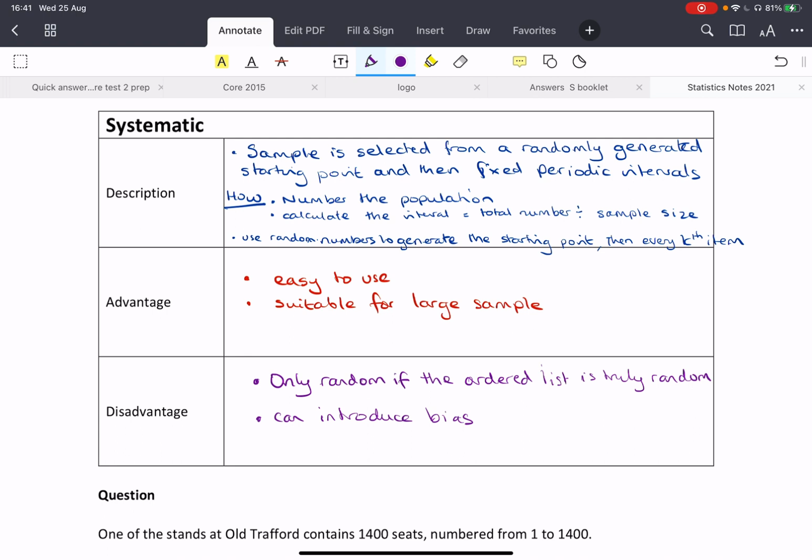It doesn't matter how the list is organized, we're just doing it in the same jump each time. And the one thing we need to do is make sure that we randomize where we start. That's what I've put here in the description: the sample is selected from a randomly generated starting point and then at fixed periodic intervals.